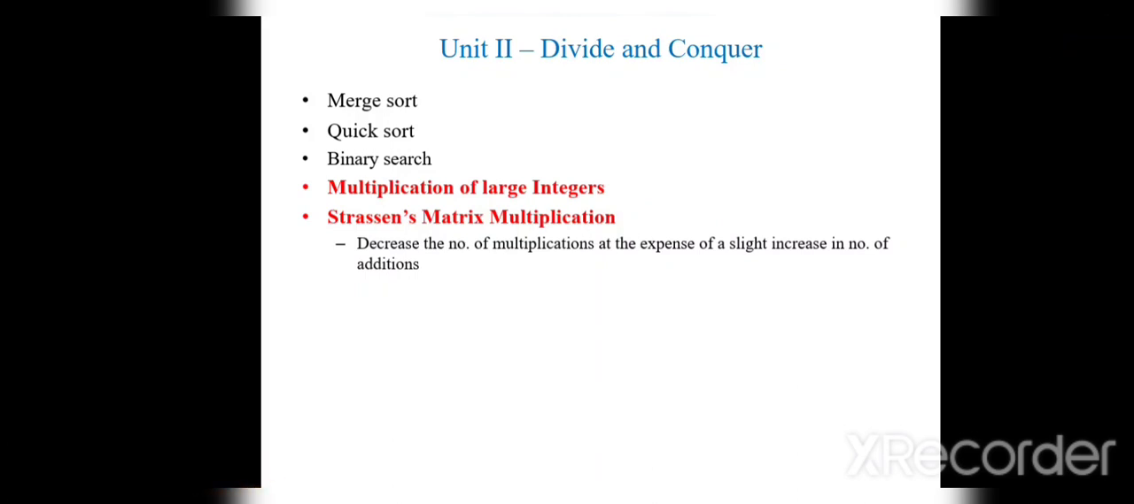Hi, the next topic we are going to see in divide and conquer is multiplication of large integers. How do we do multiplication of large integers using the divide and conquer strategy? Here we are going to decrease the number of multiplications at the expense of a slight increase in the number of additions. We are not decreasing the total processing time. I am going to decrease the count of multiplications and increase the count of additions in the multiplication of large integers.